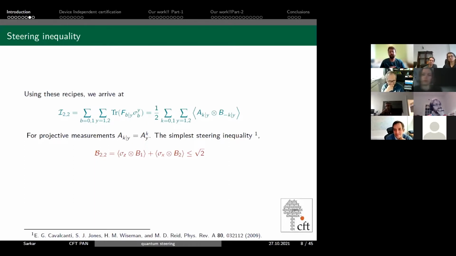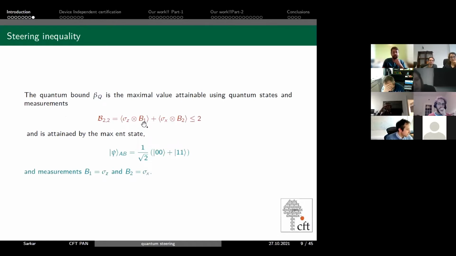Okay, so now considering the simplest steering inequality, where Bob performs 2 measurements and the measurements are 2-outcome observables. We have an inequality something like this, which was found way back in 2009. It turns out that the maximum quantum value of this is actually the algebraic value, which is just 2. For instance, this can be achieved by the maximally entangled state, and if you choose your measurements B1 to be sigma z and B2 to be sigma x, you can attain a value of 2 for this steering inequality.